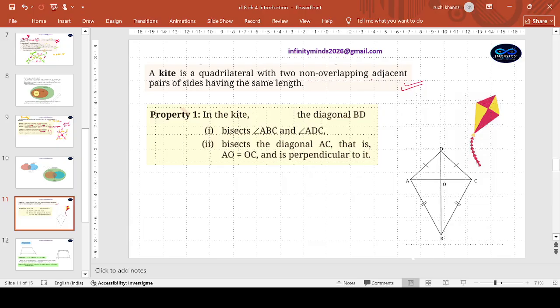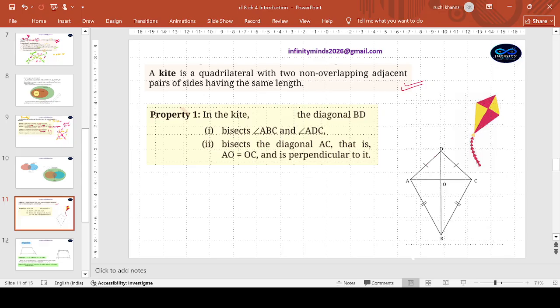This definition is in your Ganit Prakash, slightly difficult to understand: a quadrilateral with two non-overlapping adjacent pairs of sides having equal length. Yes, you could mug it up as it is, but let me explain it in simple words. Can you see the cut lines showing equality of sides? And yes, it is quite evident visually. But for you to understand, side AD and side CD, children, are adjacent. Adjacent, we just had that word, no? They're next to each other.